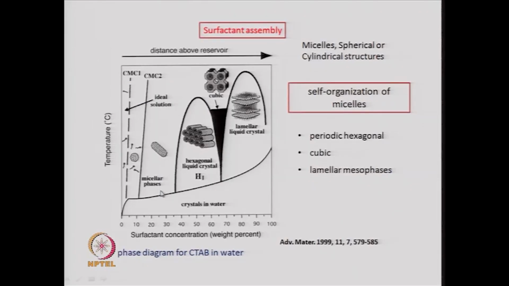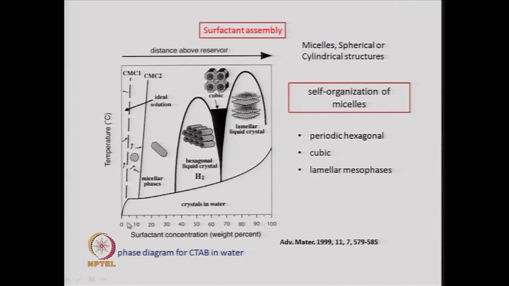Now, this kind of surfactant self assembly can be discussed in many types of phase diagrams. So, this is a particular diagram where what is being shown to you is that at different surfactant concentration and at different temperature, what kind of aggregates are formed. So, you can get micelles which are spherical or cylindrical at particular conditions.